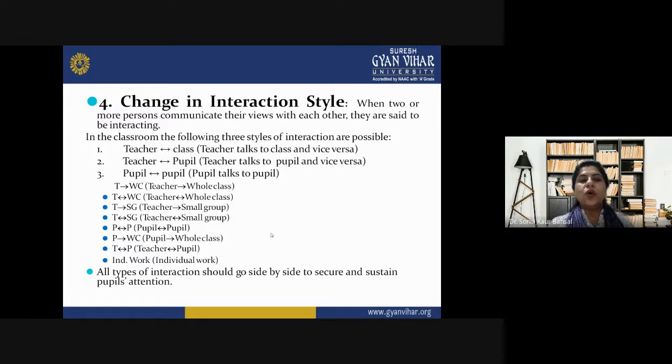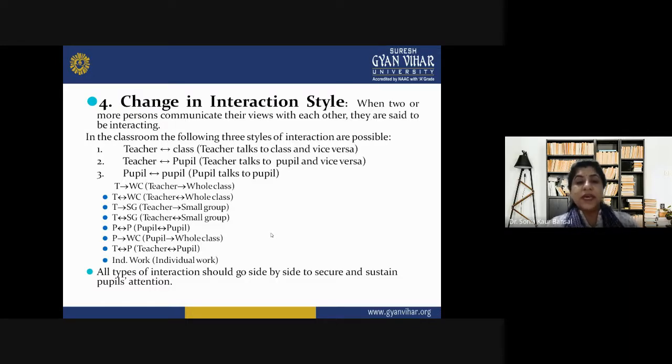When two or more persons communicate their views with each other, they are said to be interacting. In the classroom, the following three styles of interactions are possible: teacher, class. It means the teacher talks to the class and vice versa. Both arrows are indicating towards each other, so teacher and class are coordinating with each other. Then teacher, pupil: the teacher talks to a particular student and vice versa. Then pupil, pupil: these types of interactions we find in the class. So pupil talks to pupil.